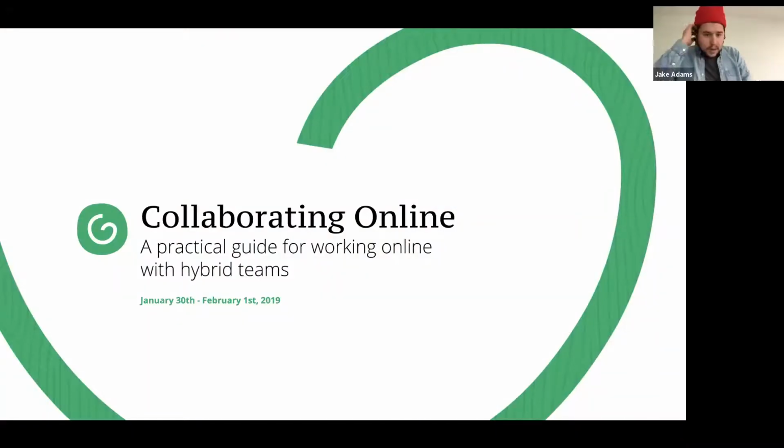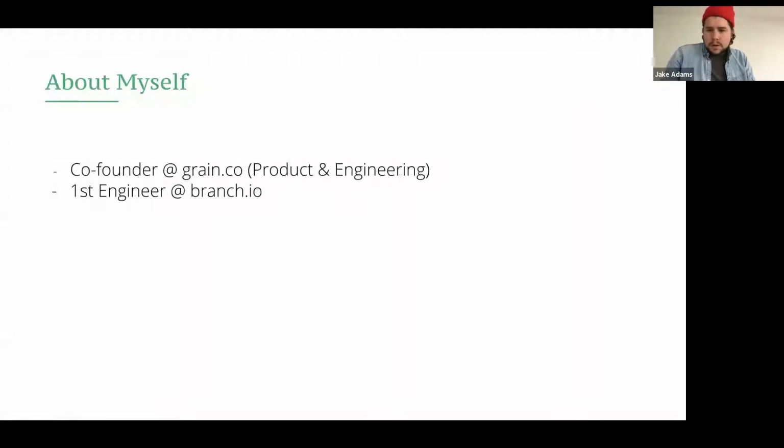Well, so I'm going to talk about collaborating online. A practical guide for working online with hybrid teams, focusing on addressing problems and practices for specifically hybrid and remote first teams. There are unique problems that you have when you're remote first as opposed to being distributed, where the default is that everybody's in a separate location. So you have different problems and some benefits to that. So focusing particularly on hybrid teams because that's what we are, that's what I know best.